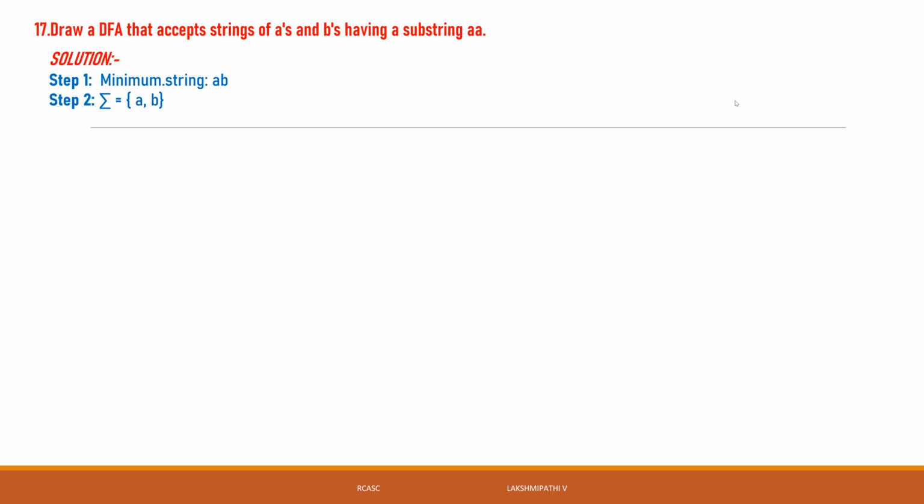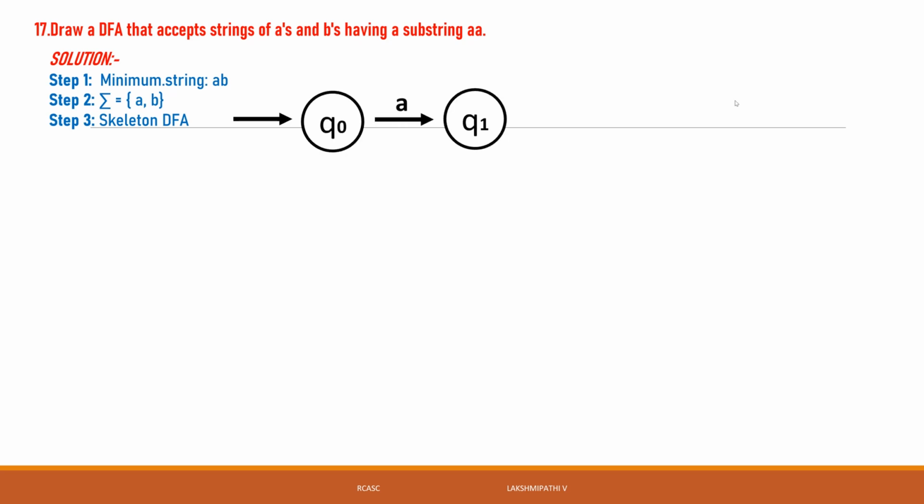Okay, see students. The minimum string starts with Q0, because you already know the skeleton. Q0 reads A, it will go to Q1. Q1 reads A, it will go to Q2. That is only the skeleton. The skeleton of the DFA is always according to the minimum string. Here the minimum string is AA, not AV, that was a typing mistake. Then the skeleton is Q0 reads A will go to Q1, Q1 reads A, it will go to Q2.